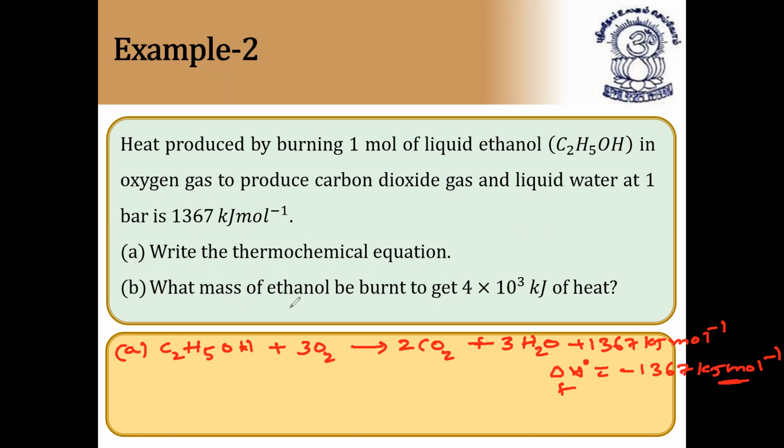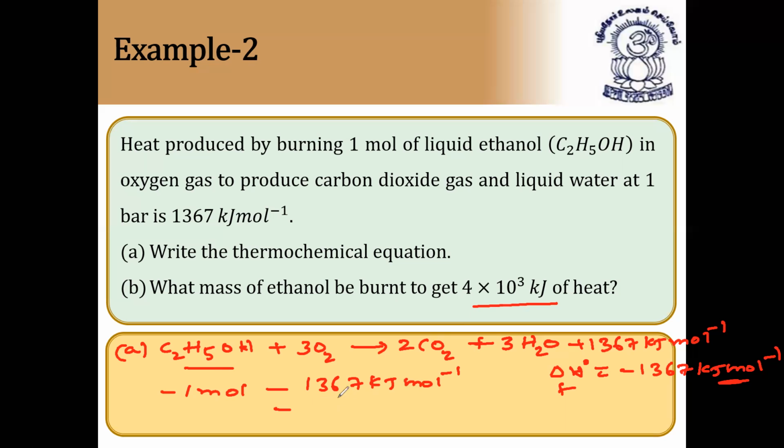Next, similarly, what is the mass of ethanol to be burned to get 4 into 10 to the power of 3 kilojoules per mole? So for burning 1 mole, we got 1367 kilojoules per mole. And this is the mass of ethanol to be burned. So for 1 mole of ethanol, we have to take into consideration the mole concept again.